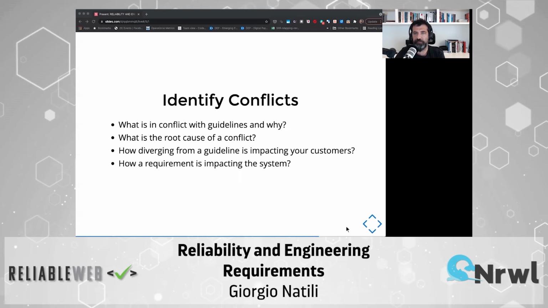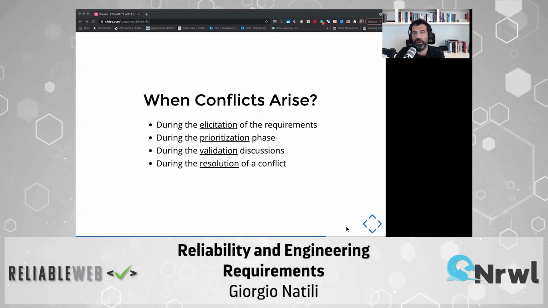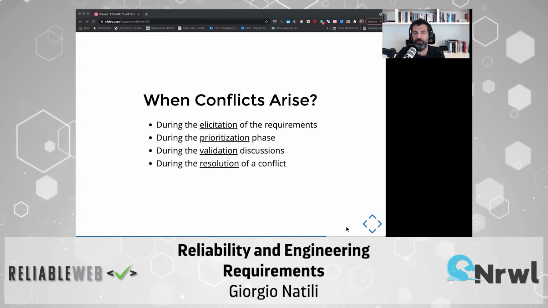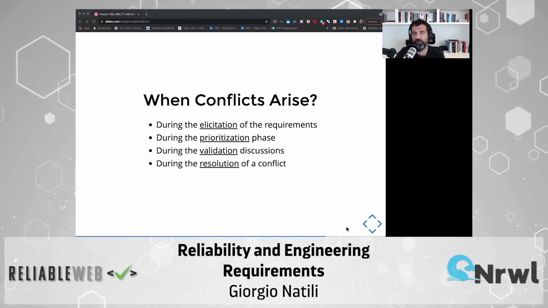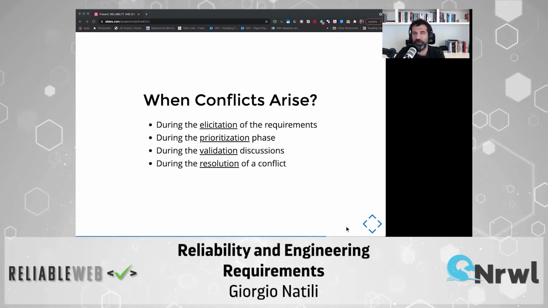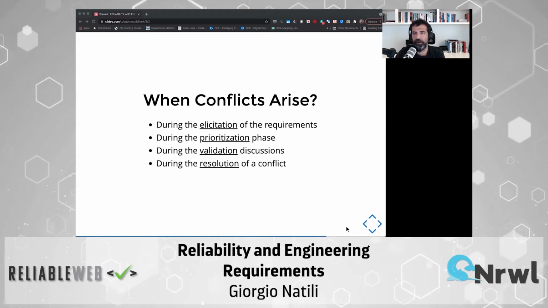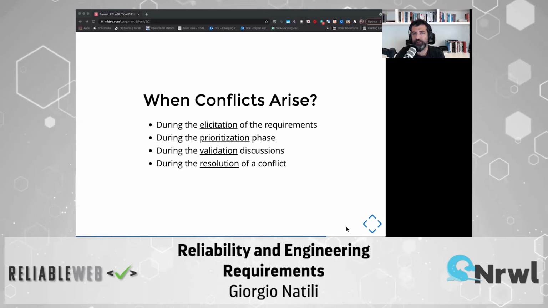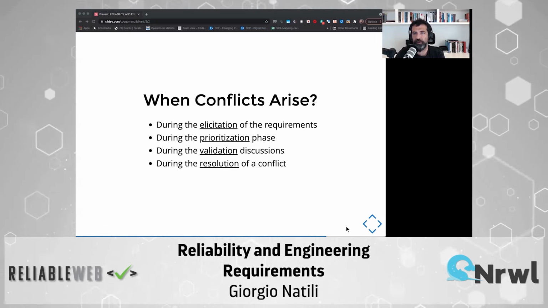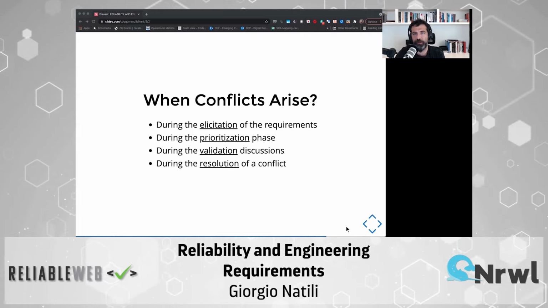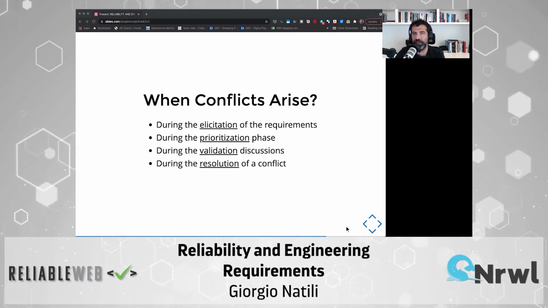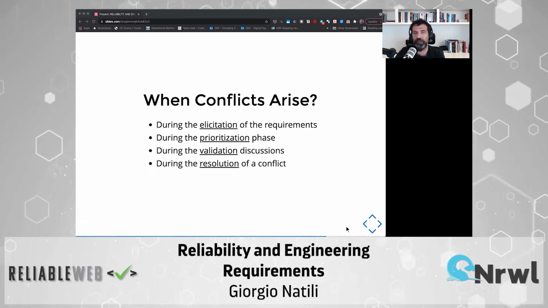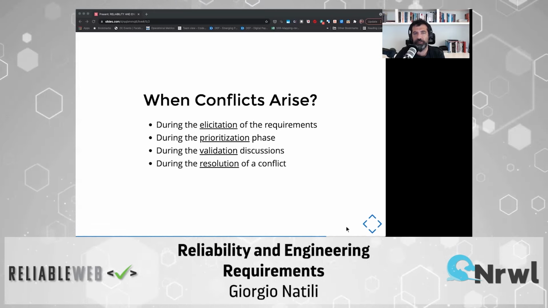So identify your conflicts and ask yourself when conflict arises. Most of the times during the elicitation, prioritization, validation, and resolution of a conflict. Don't be surprised. When you solve the conflict, new conflicts can arise. It's part of our mission as engineers to hold ourselves accountable for the quality of the requirements that we're building. Therefore, if a new conflict arises, please, let's welcome it, because it means that you are digging into your requirements and you're building reliability into your own requirements.